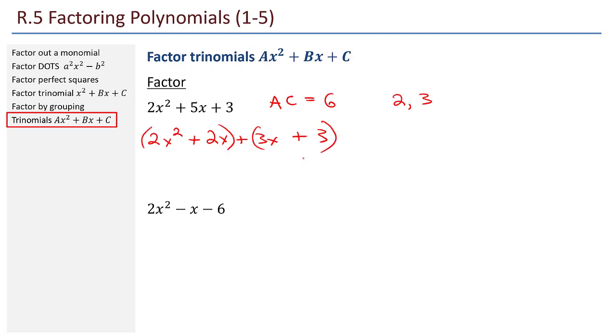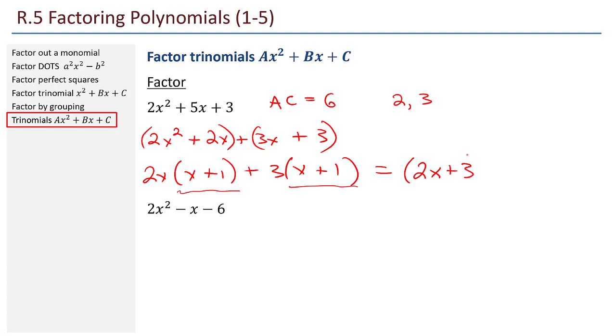I will factor by grouping. In my first case, I can pull out a 2x, and that leaves me with x plus 1. In the second case, I can pull out a 3, and that leaves me with x plus 1. Oh, good. I'm always hoping I'm going to see that same factor on both sides. And so my solution is 2x plus 3 times the quantity x plus 1.